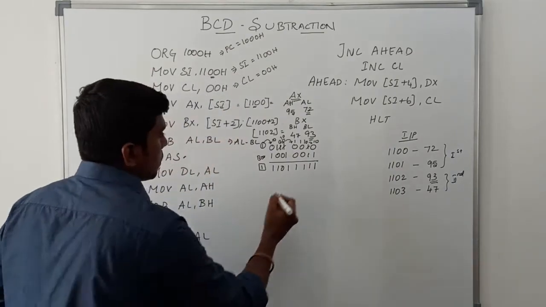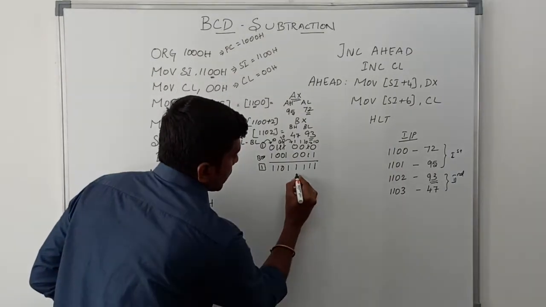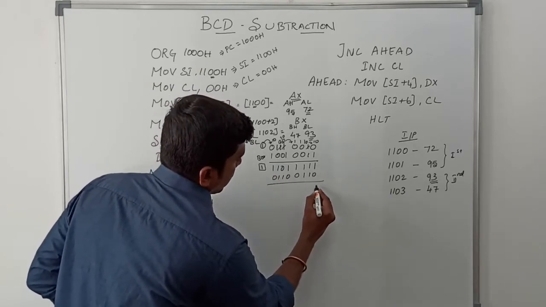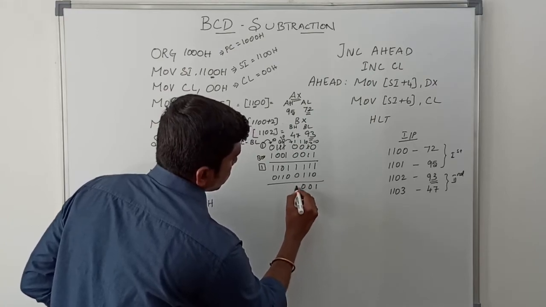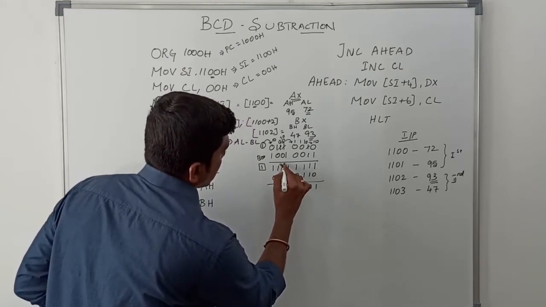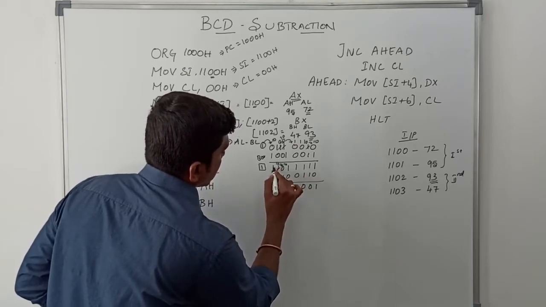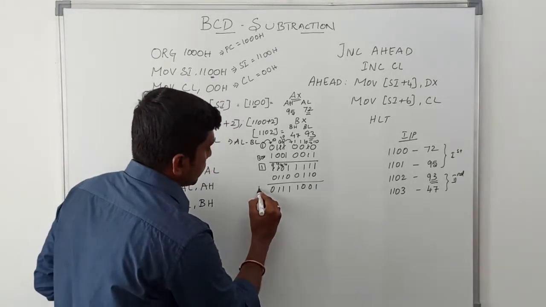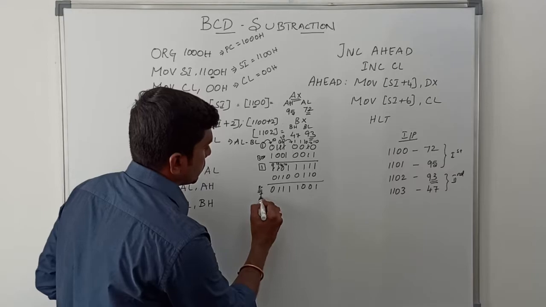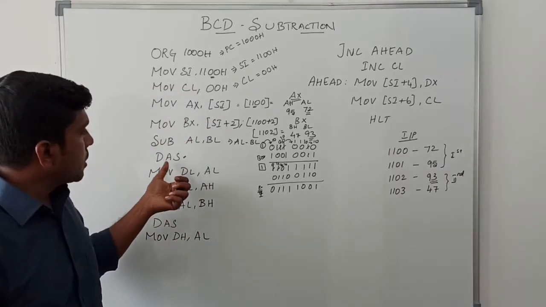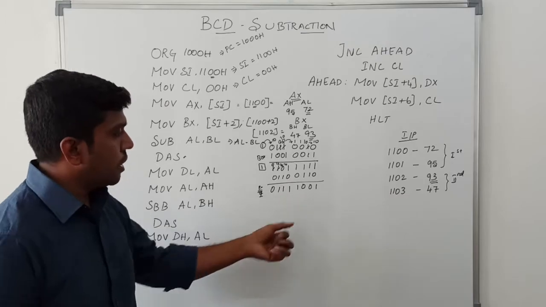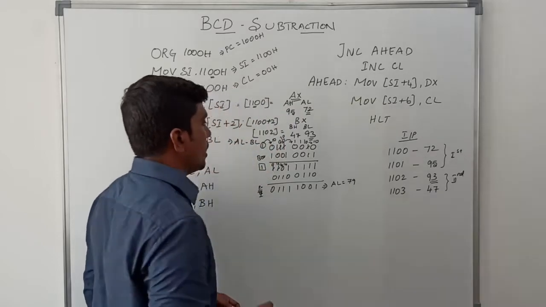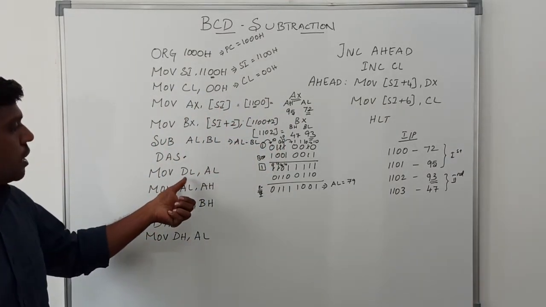So here both the nibbles are greater than 9. You subtract 6 on both sides. 1 minus 0, 1, 0, 0, 1, 1, 10 minus 1, 1, 10 minus 1, 1, now 0. So the borrow value is 1. After applying the DAS instruction, now you get the result 79. So the AL register holds 79. Then MOV DL, AL.